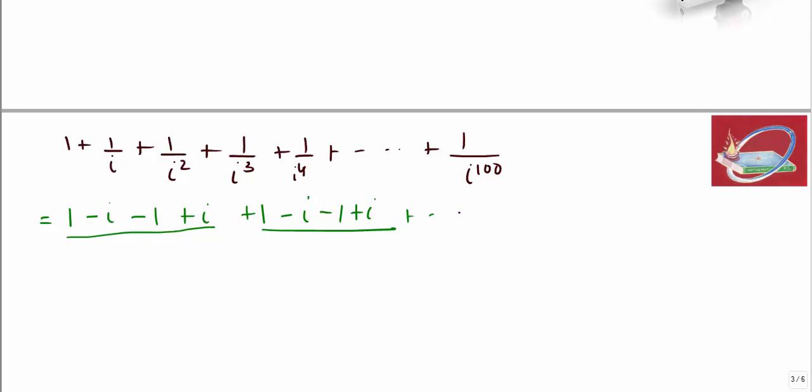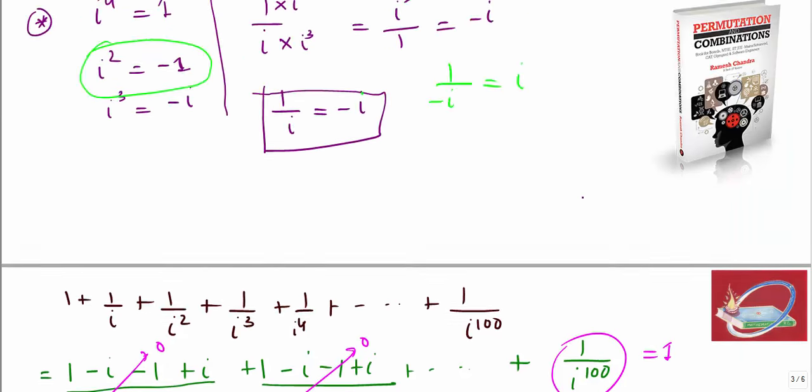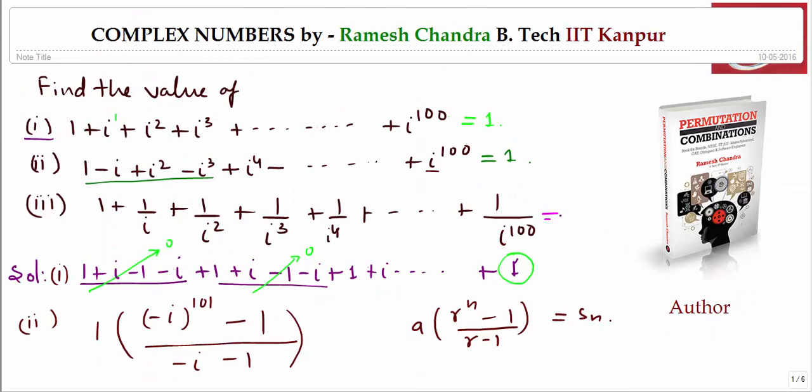Again you can see that there are 101 terms. So they will remain 1 upon iota to the power 100. So again, what we are getting here is this term is becoming 0, this term is becoming 0, and what remains is this, and this is equal to 1. So the answer for the third part is also 1. So all these three questions have the answer 1.